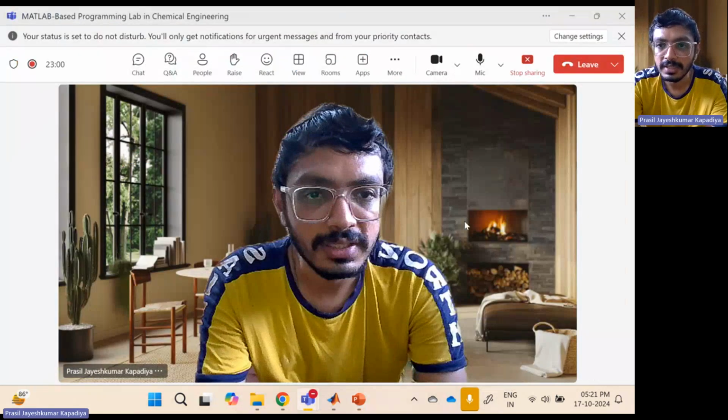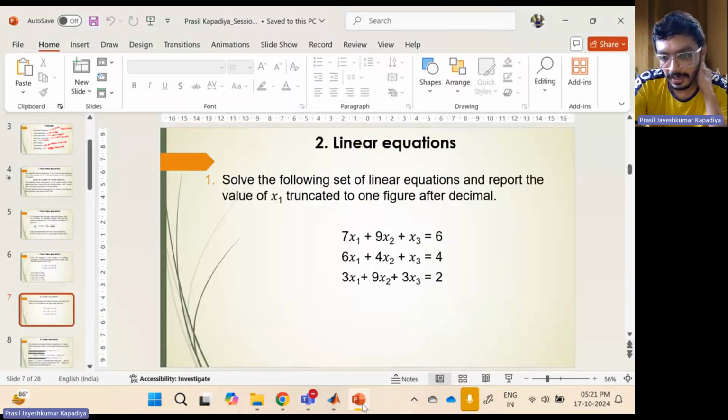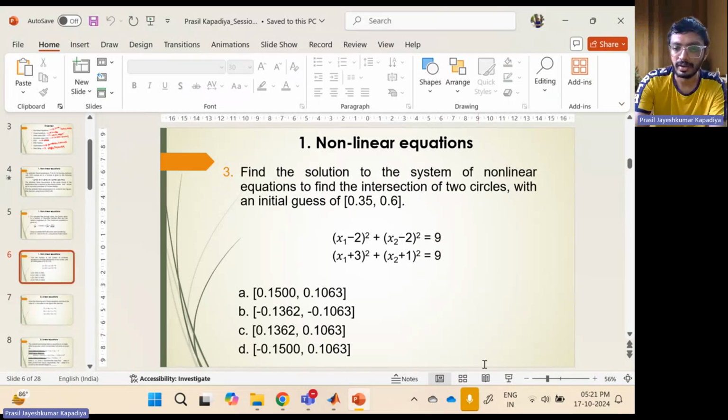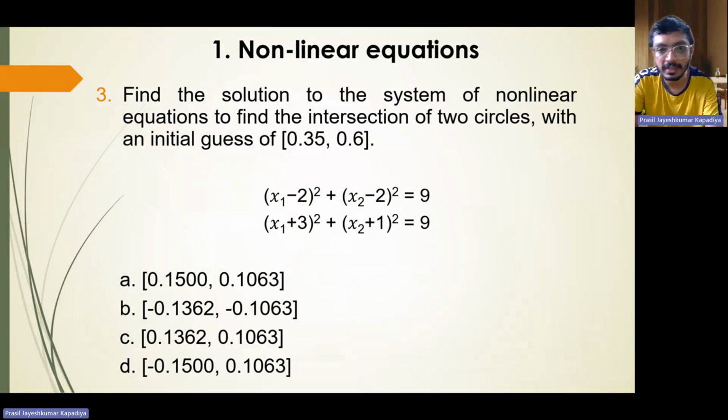Okay, so this is all about nonlinear equations. Before moving ahead, what are the chemical engineering examples that we have learned in nonlinear equations? Those are in the nature of nonlinear kind of equations.